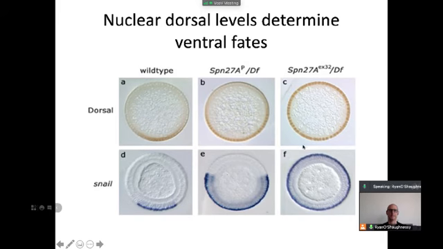Finally, if we express dorsal throughout the embryo, then we get snail expression or twist expression throughout the embryo, and then the whole of it will try to gastrulate, which obviously isn't possible. So just to reiterate, nuclear dorsal levels determine the degree of ventral fate.